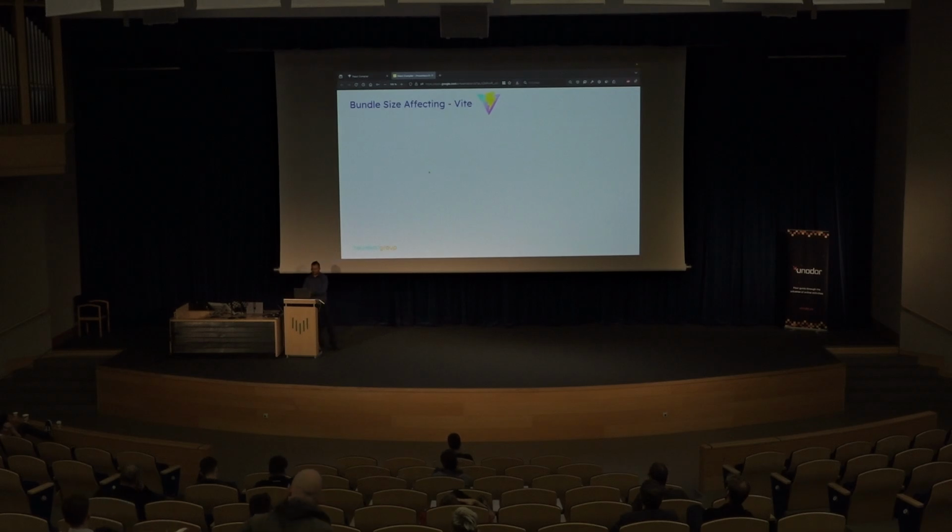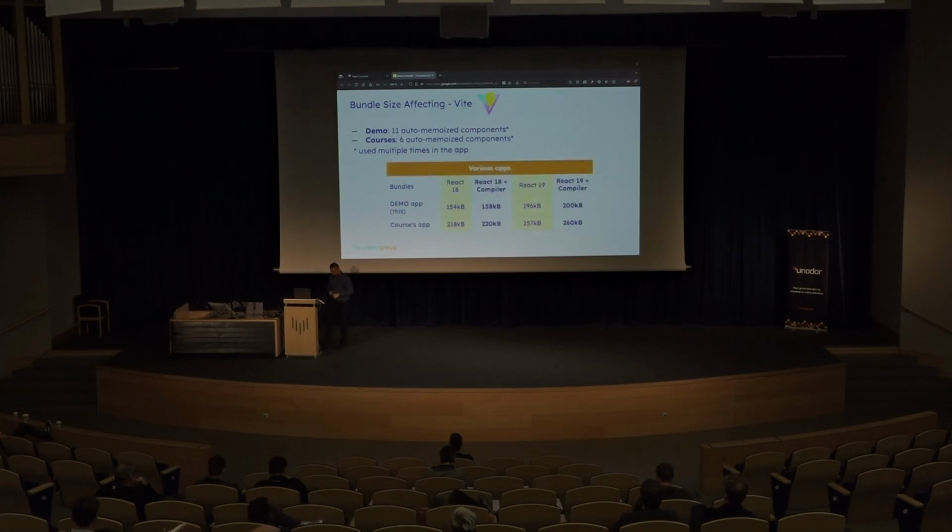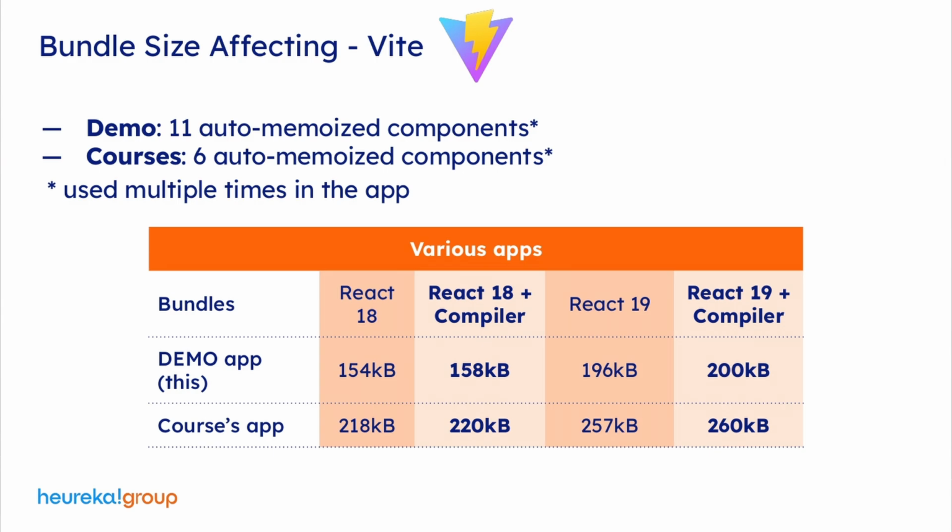So I tried to make some benchmark, and I tried it on the Vite dev stack, and in this demo project there are 11 auto-memoized components, thanks to the compiler. Then there's my side gig project, courses, and there were 6 auto-memoized components, but used multiple times in the app. And here's the table comparing the bundle size effect. So it's great to know about.